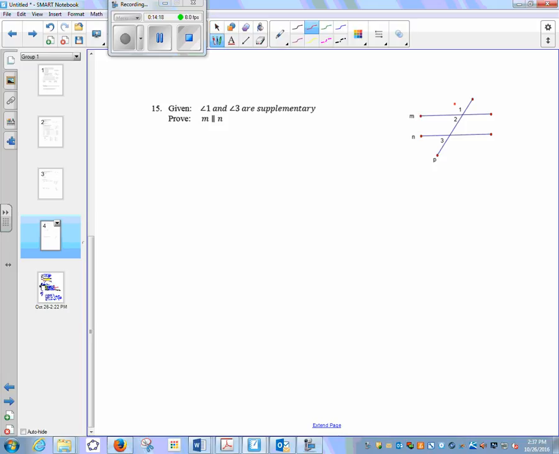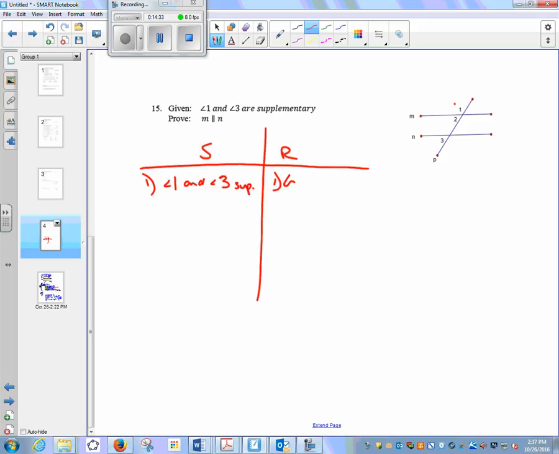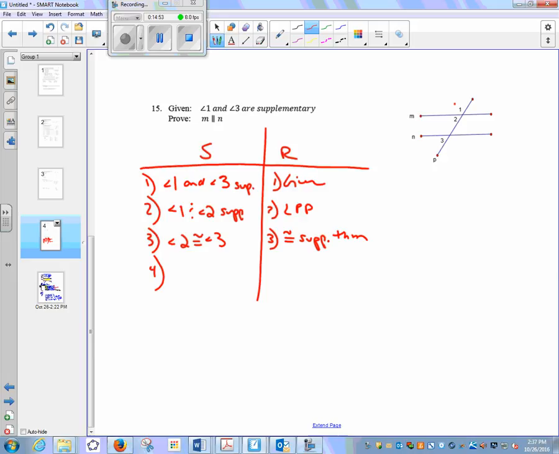If you're watching this video, you could always pause or rewind if I erased that too fast. Just quickly, if you want a 2-column proof, it's the same thing. It's just going to be separate steps. Angle 1 and angle 2 are supplementary by the linear pair postulate. Angle 2 congruent to angle 3 by congruent supplements. And then M parallel to N by the converse of the corresponding angles theorem.